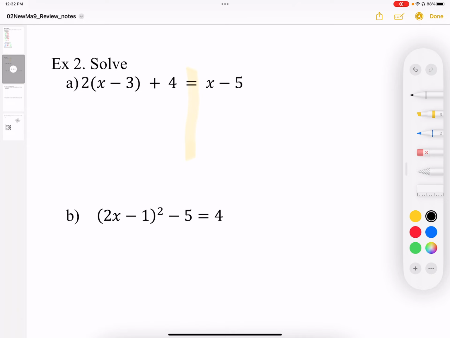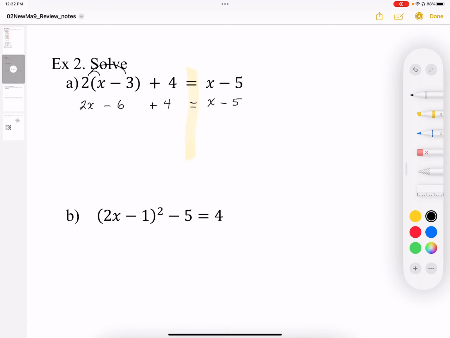So the first thing I'm going to do here is get rid of these brackets to make it a little bit easier to see what's on the left-hand side, and that means distributing. So I end up with 2x minus 2 groups of 3, or minus 6 ones, and then we have a plus 4. That's the left-hand side, and again, it's important to keep track of what's on the left and what's on the right. So on the right-hand side, we didn't do anything. It's really important to keep track of what's still there. There's 1x, and there's a minus 5 ones.